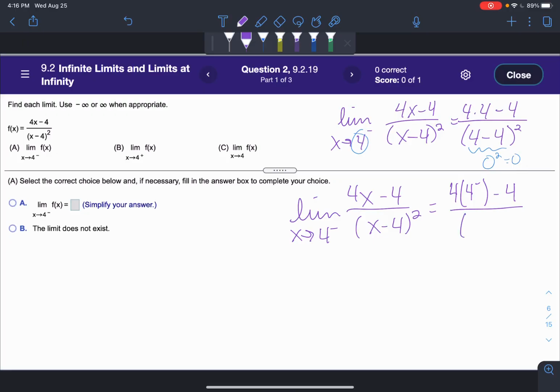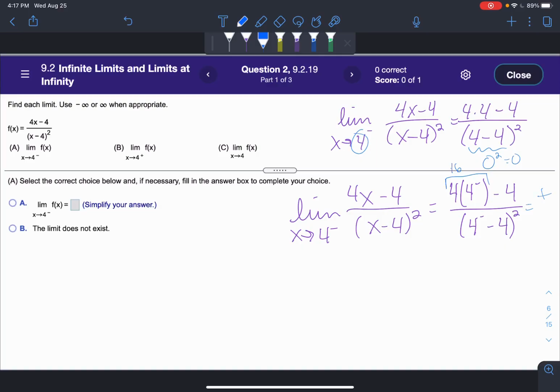Same thing for here. I'm going to put in 4 with a little minus sign just to remind me that that's what we're doing. So we can look at it now as the numerator will be 4 times 3.99999, which will still be a positive number, almost 16, very close to 16. So our numerator will be positive. So that's something to think about.